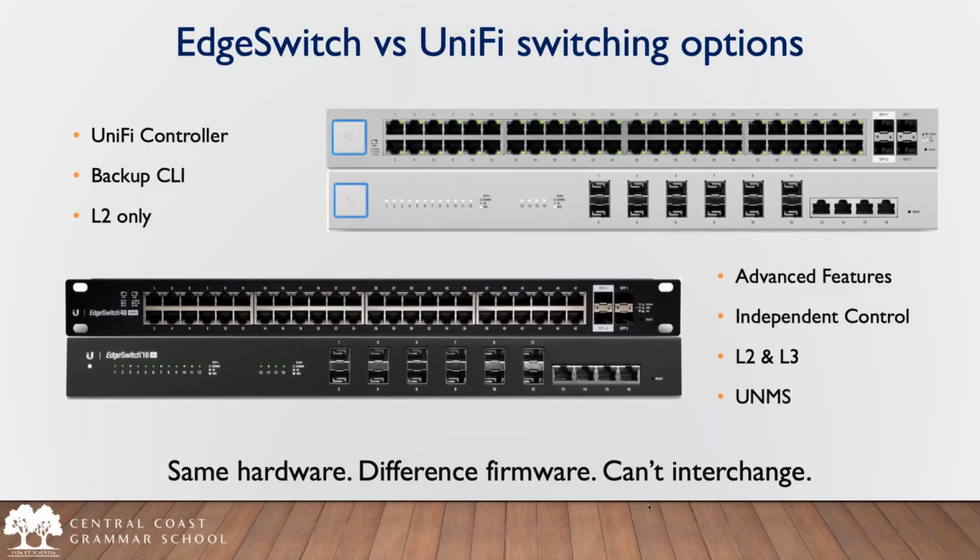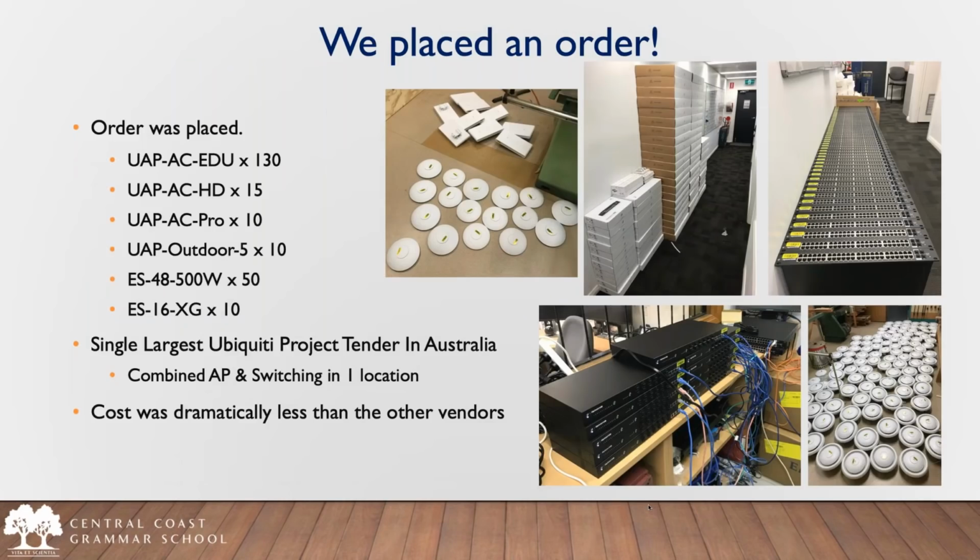So we then placed an order. We bought 130 EDUs, 15 high densities, 10 pros, 10 outdoors, 50 switches, and 16 XG16s, which are the fiber switches. And you can see some pretty pictures of it all arriving.